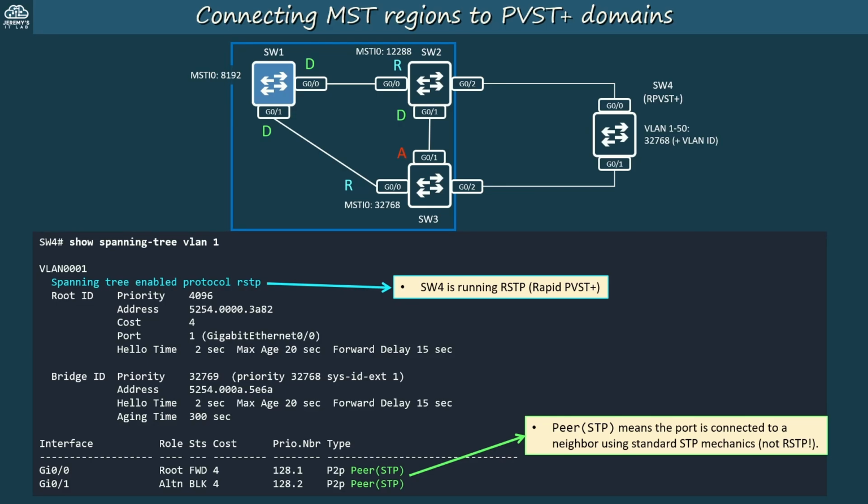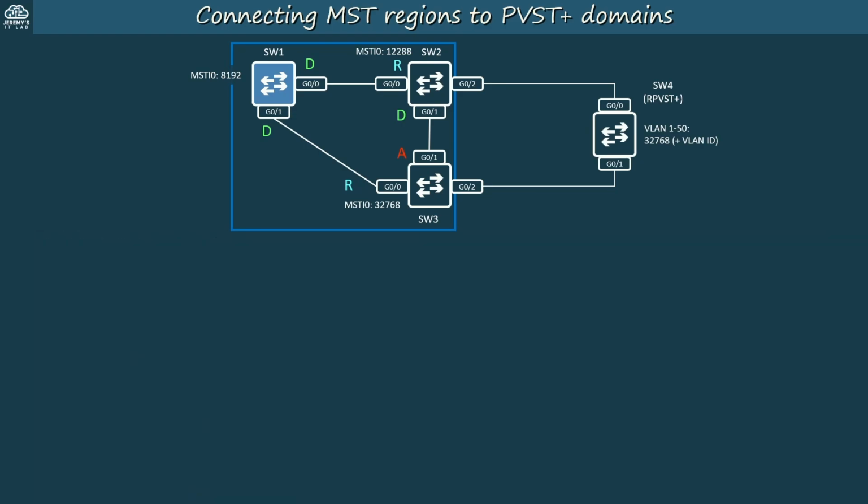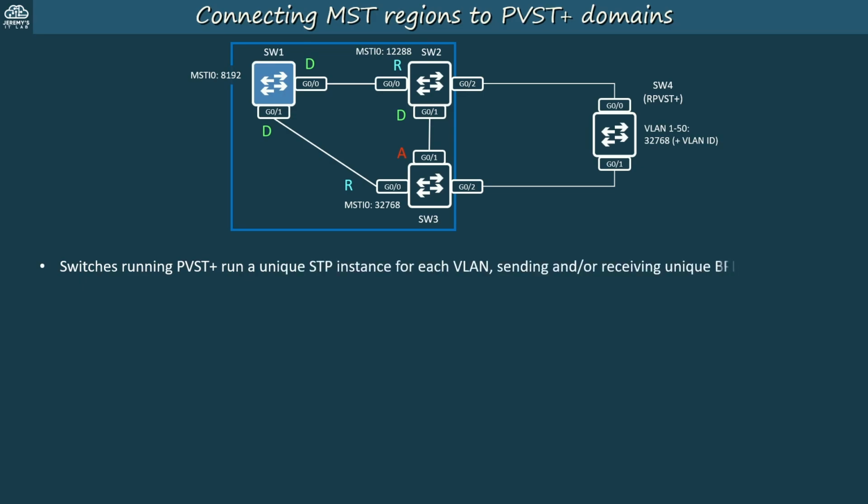So because switch 4 receives standard STP BPDUs from switch 2 and switch 3, it identifies them as standard STP neighbors. Now let's see how the PVST simulation mechanism works. As you know, switches running PVST Plus run a unique STP instance for each VLAN, sending and/or receiving unique BPDUs for each. But switches running MSTP only send and receive BPDUs in a single instance, MSTI 0. So for these switches to interact, the MSTP switches need to adapt.